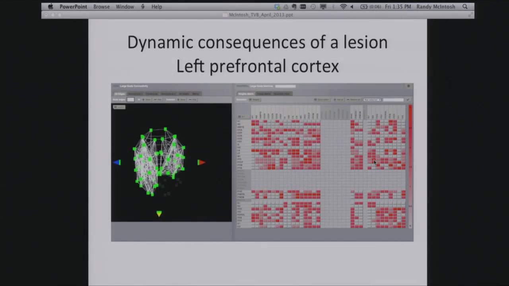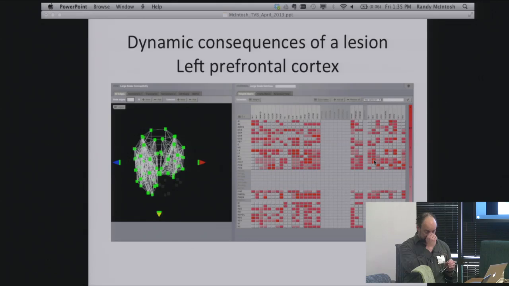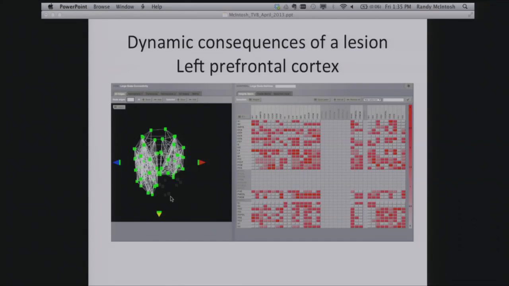Okay, applications to patient studies. This is a really severe lesion. This is actually in the virtual brain interface. What we've done is taken a connection matrix and blasted out the entire left prefrontal cortex. So you can see in the connection matrix over here, there's all these gray squares. And then in the 3D representation, there's a chunk of tissue missing.